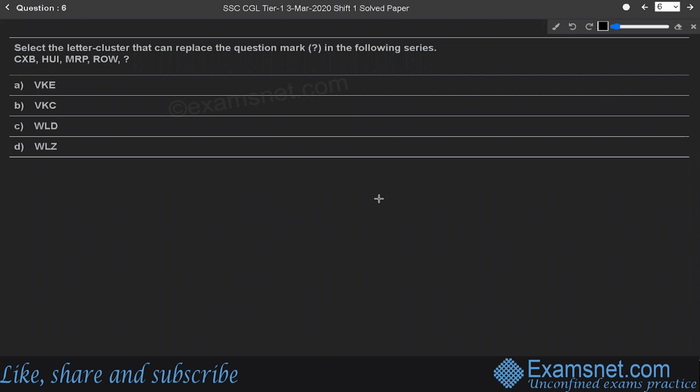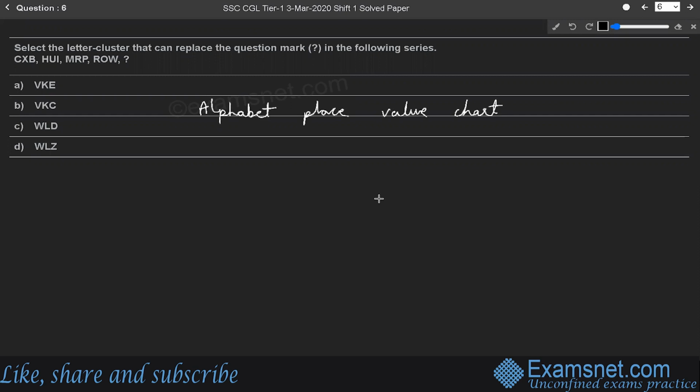Next question is, select the letter cluster that can replace the question mark in the following series. Series is CXB, HUI, MRP, ROW, and question mark. In this type of question, you can see that a letter cluster is given to us. So whenever we see a letter cluster that consists of alphabets and that has to be replaced by a number or another set of alphabets, then we have to use the alphabet place value chart. Now, what is the alphabet place value chart?